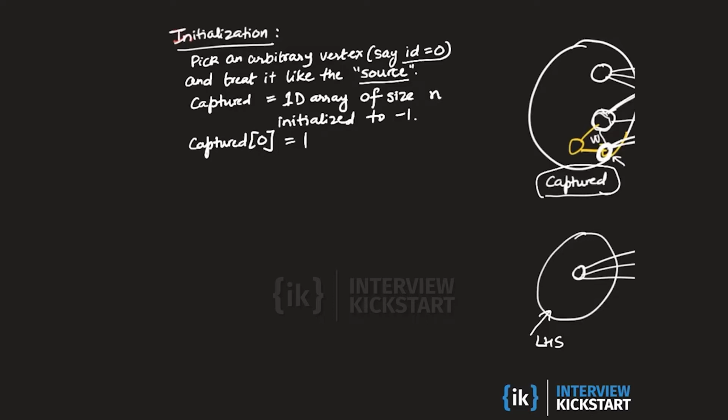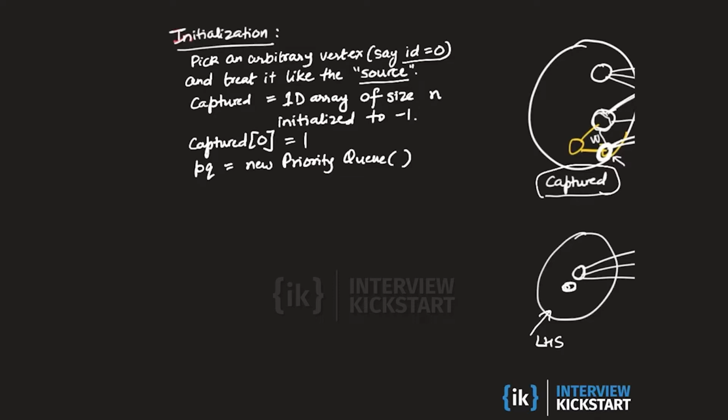All other vertices have a captured value of -1, indicating that they lie on the right hand side. We also have a priority queue, right? Let's say it's the variable pq, which is going to be an empty priority queue, and it starts out empty, but it's going to get filled quickly with a bunch of vertices. So what we will do is we will look out from the source vertex.